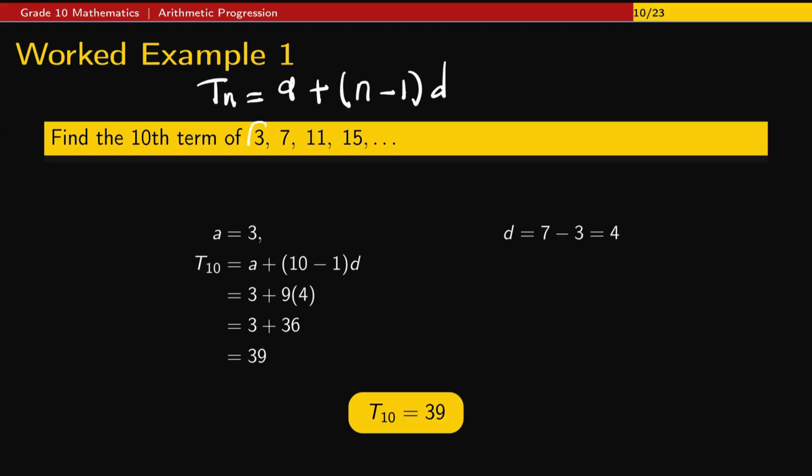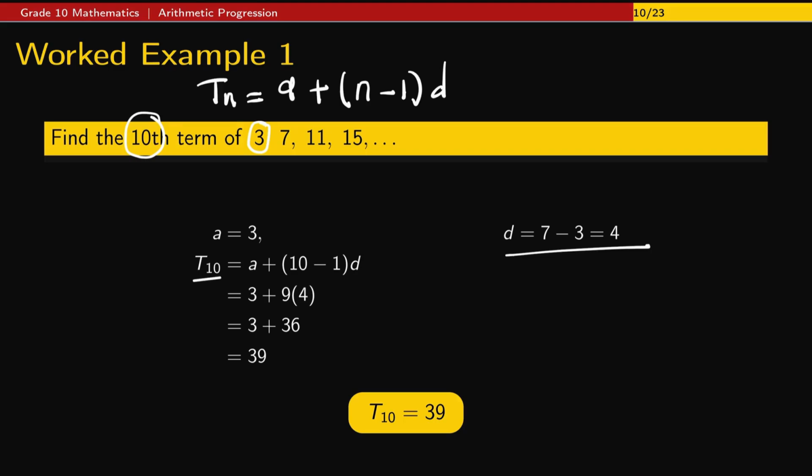Okay, what is the first term, guys? The first term in this sequence is 3, right? So a is 3. The common difference 7 minus 3 is 4. So the common difference here is 4. So where there is n here, I will put 10, right? Because I'm looking for the 10th term.